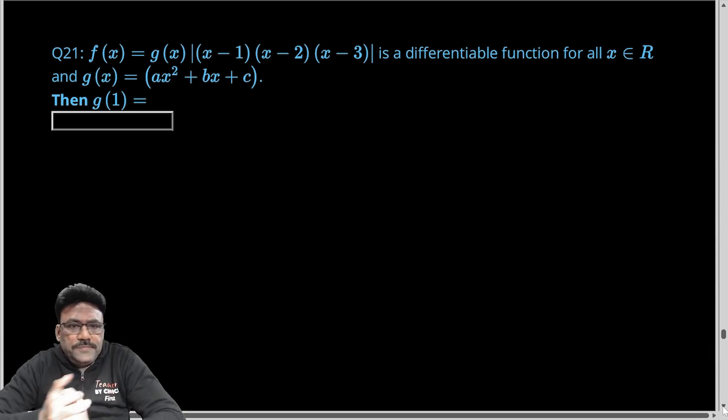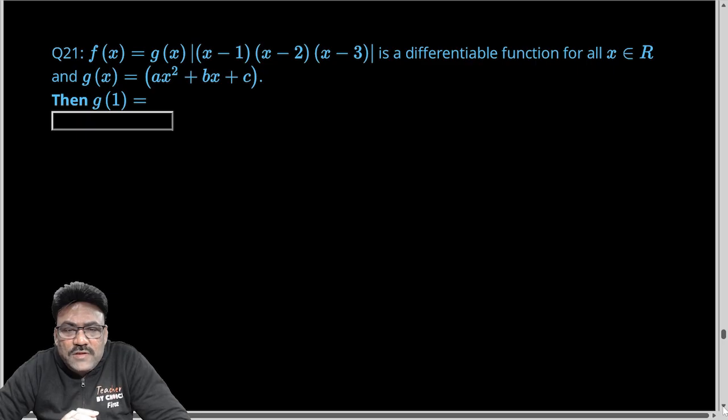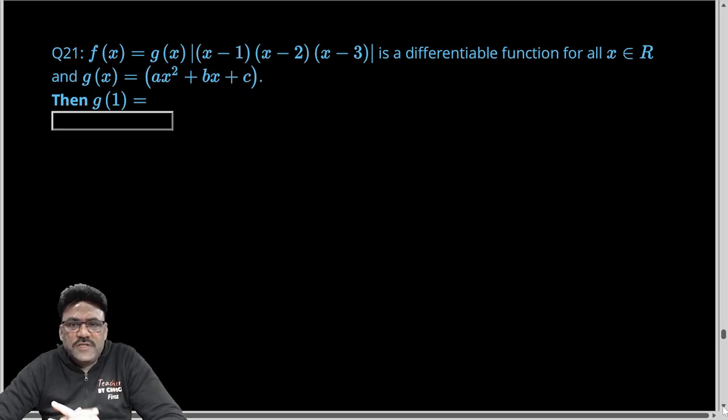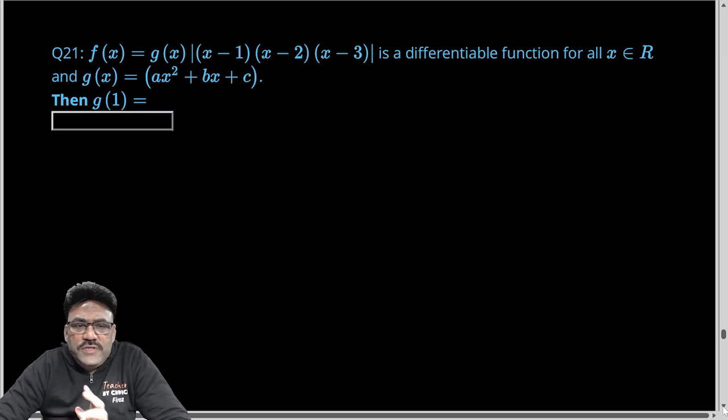See this question now. f(x) is g(x) times mod x minus 1, x minus 2, x minus 3, and g(x) is a quadratic, x square plus bx plus c. And they are saying that this function is always differentiable for all x. So what will be g(1)?